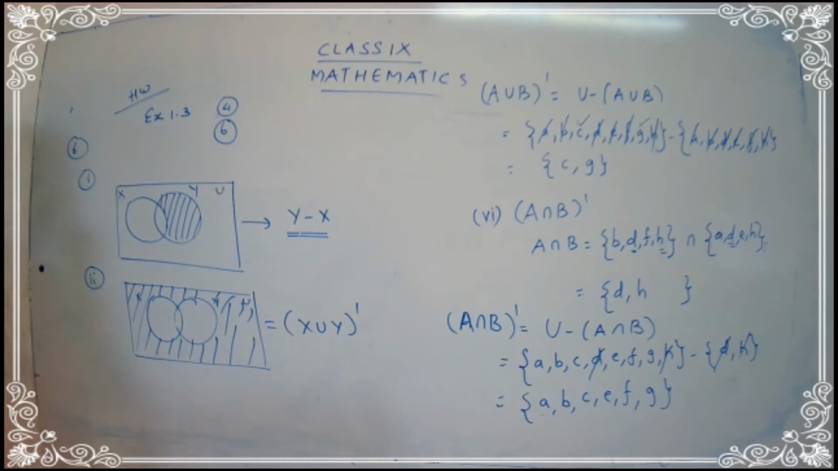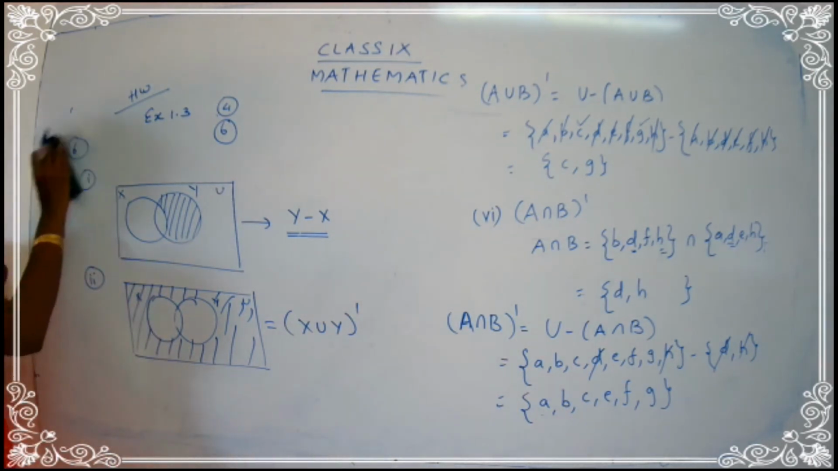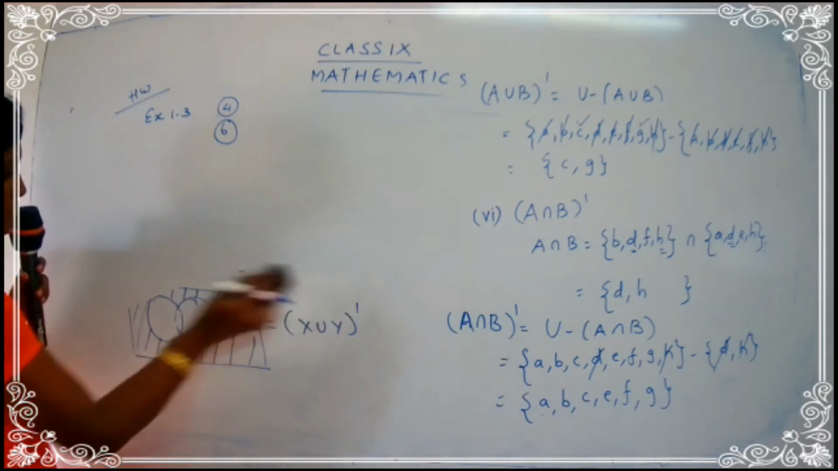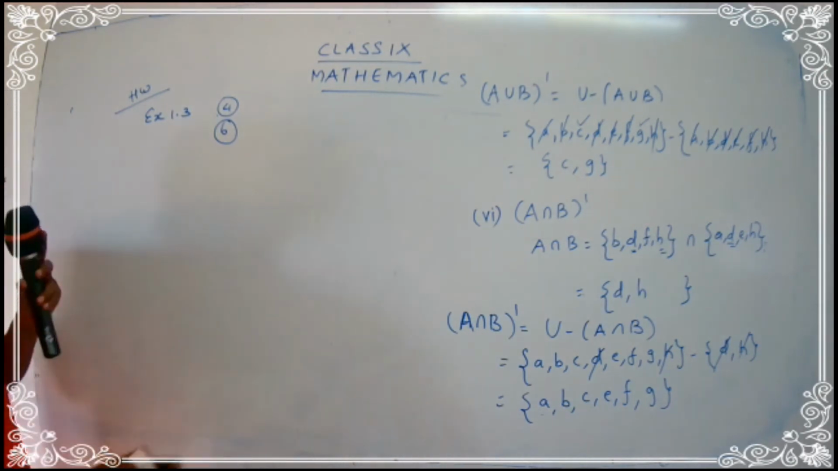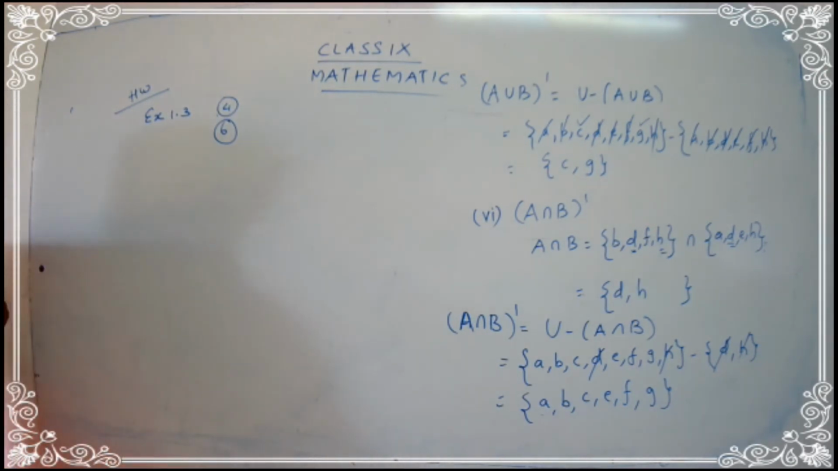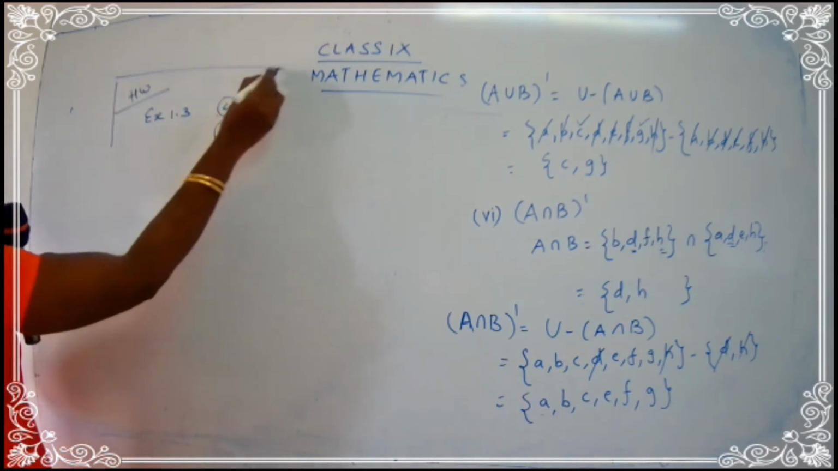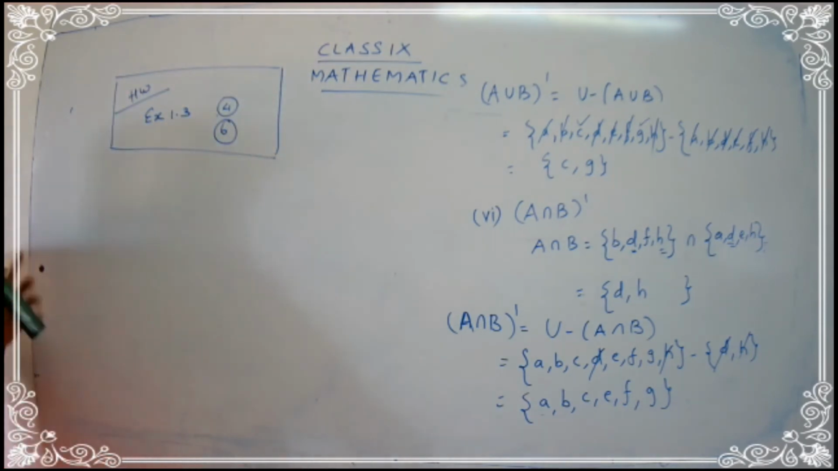So I have just given you a hint. I have not only given the hint, I have given you the answers itself. So your work is to complete question number 6 also. How many questions are there for 6? Total 3 subparts. So you are going to complete question number 4 and question number 6 as homework. Okay, children?